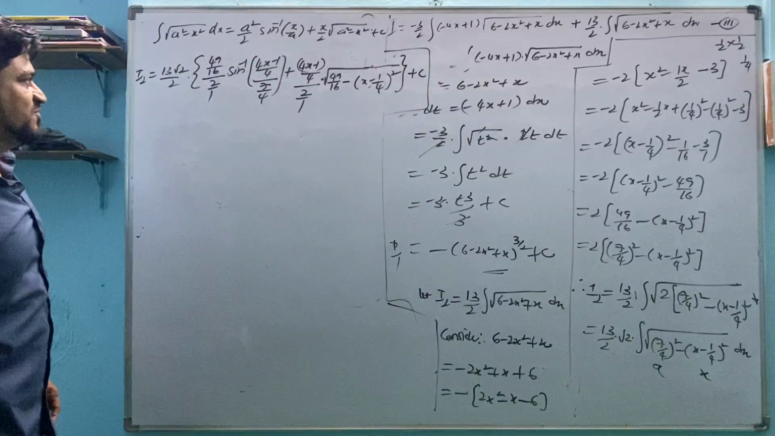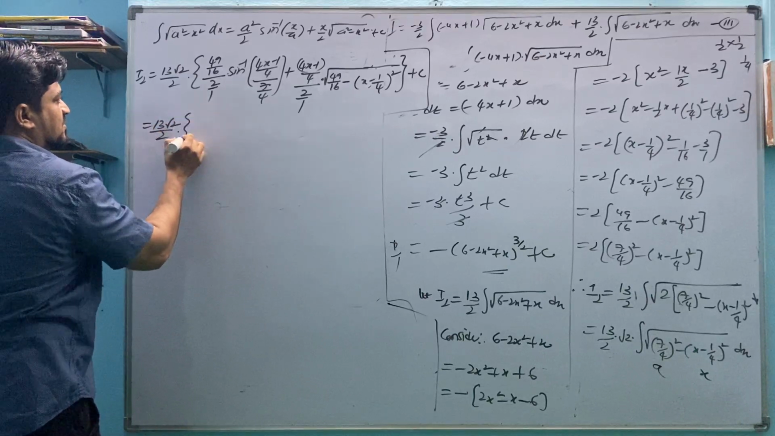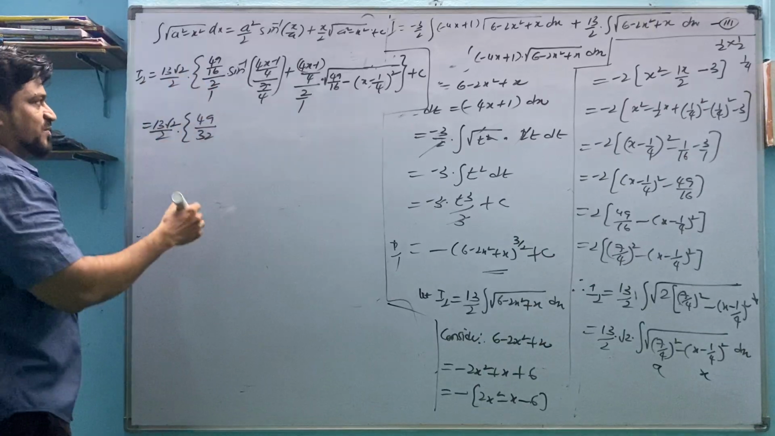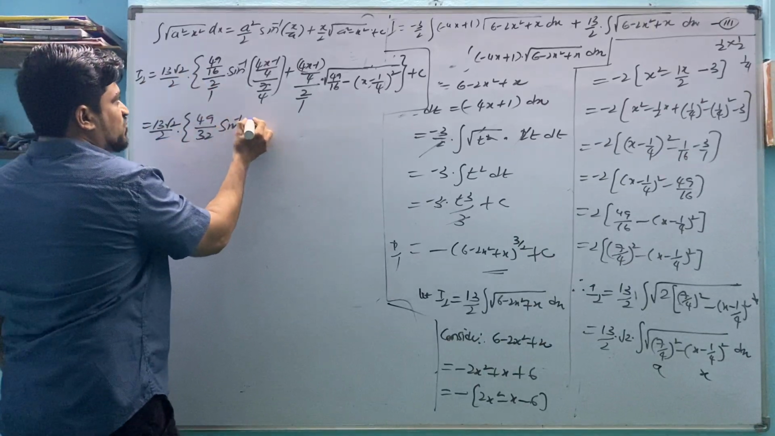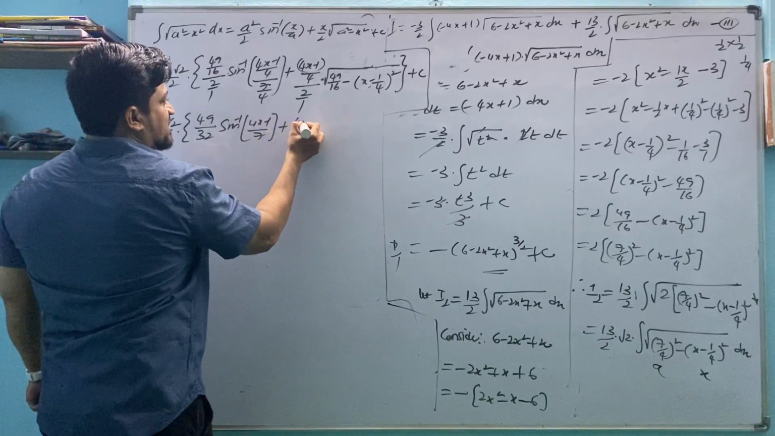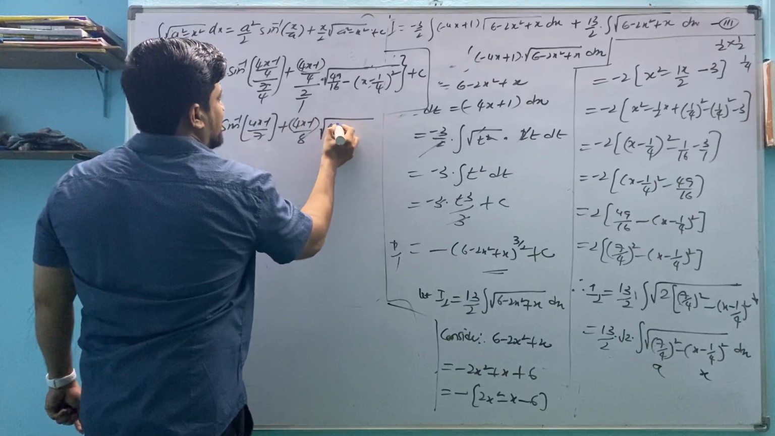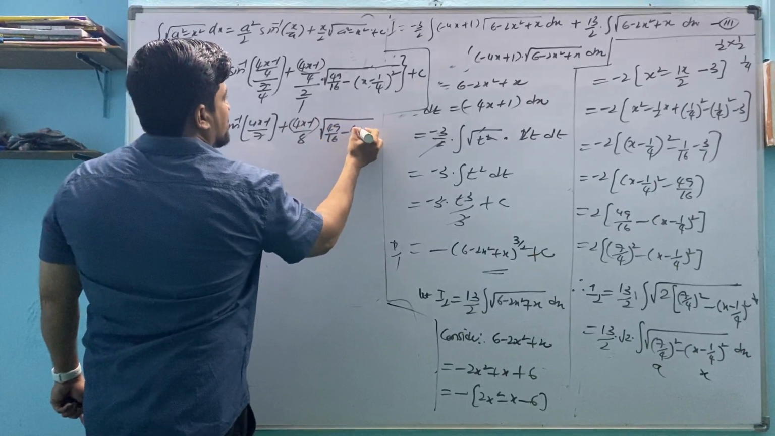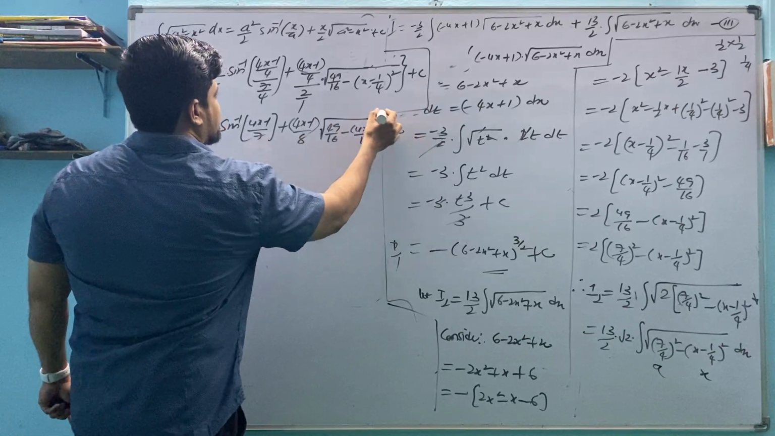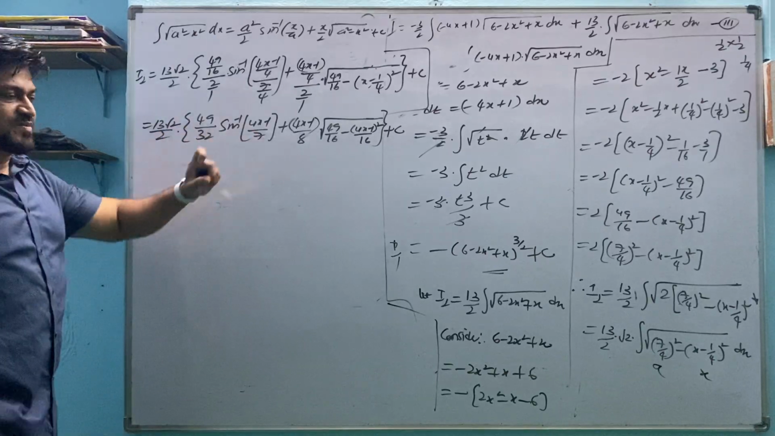Now somewhat simplification. 13 root 2 by 2. 49 by 16 times 2 is 49 by 32, because this 2 by 1 is 1 by 2. Sin inverse, 4 cancelled, 4x minus 1 by 7. Plus 4x minus 1 by 4 times 2 is 8, root over 49 by 16 minus 4x minus 1 whole square by 16 plus c, bracket close. Now those who are interested can multiply this also.